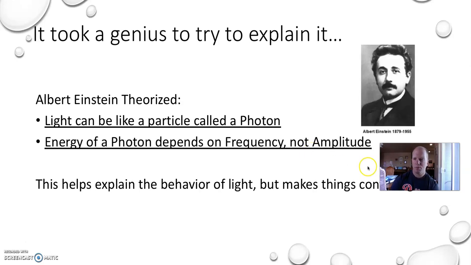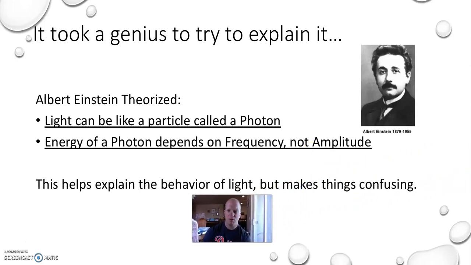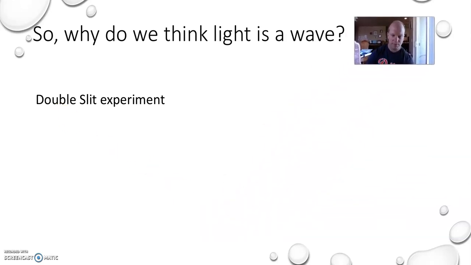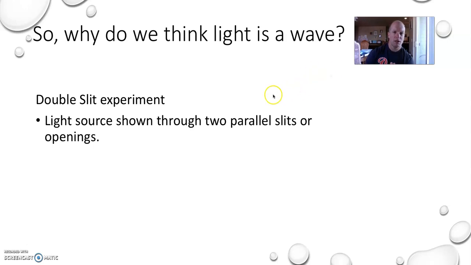So this helps explain a little bit about the behavior of light, but it makes things more confusing because light isn't just a particle. Our evidence shows us that. So why do we think light is a wave? Well, it comes down to something called the double slit experiment. If you choose, you can try to replicate this at your house. It's pretty easy to do. Instructions are in one of the assignments.